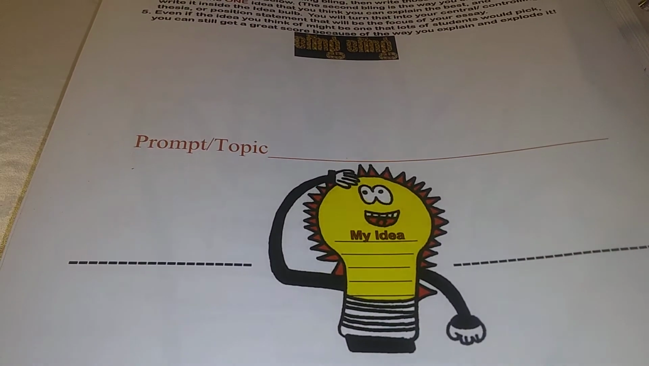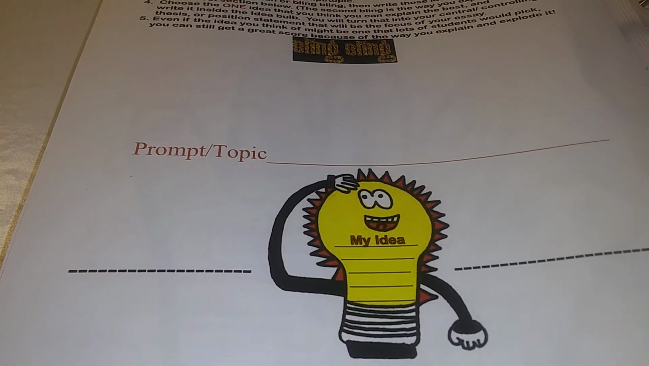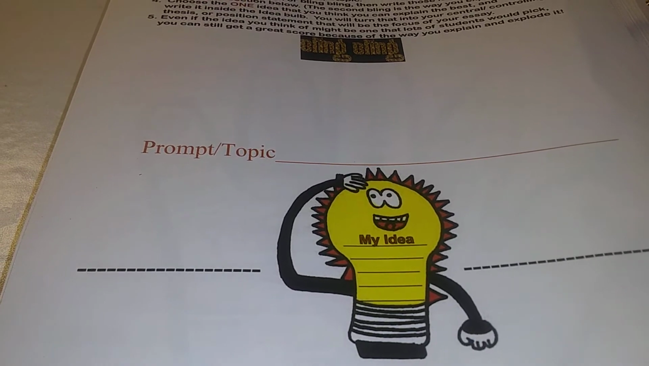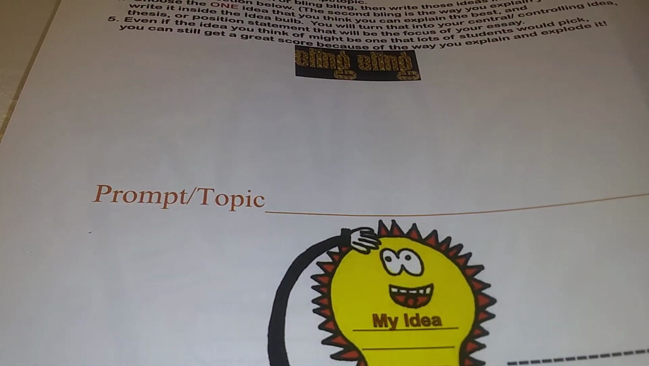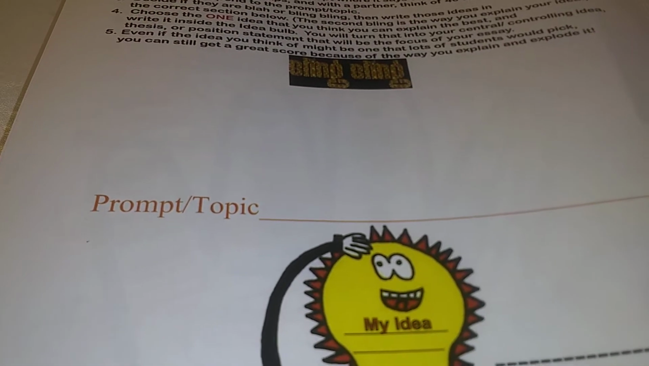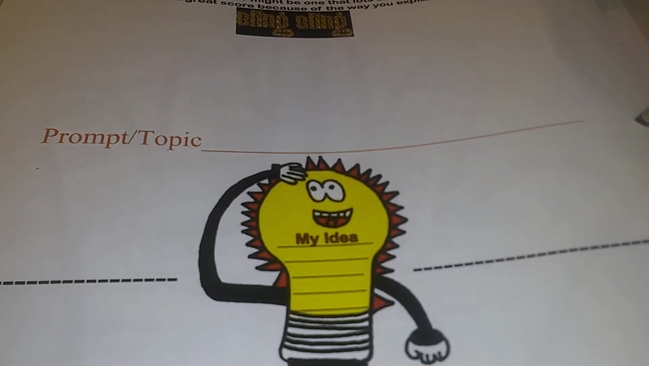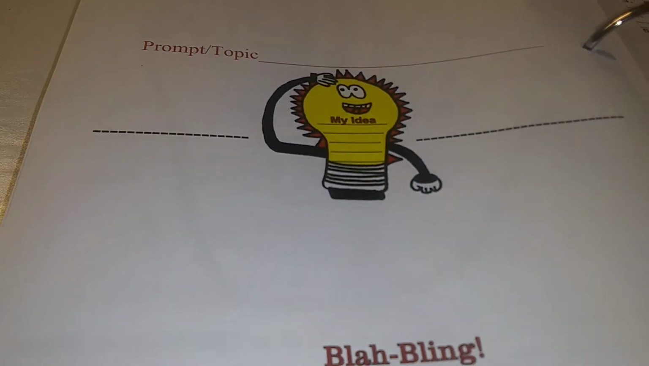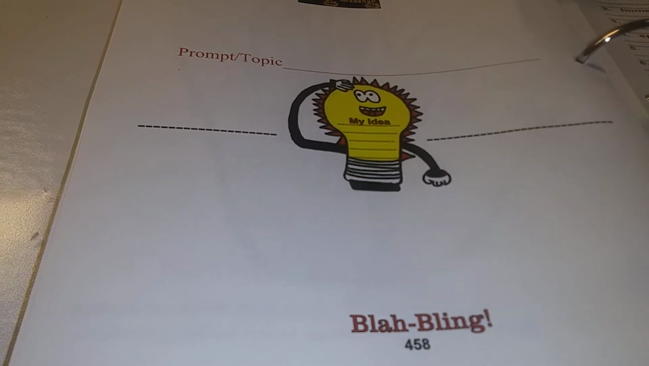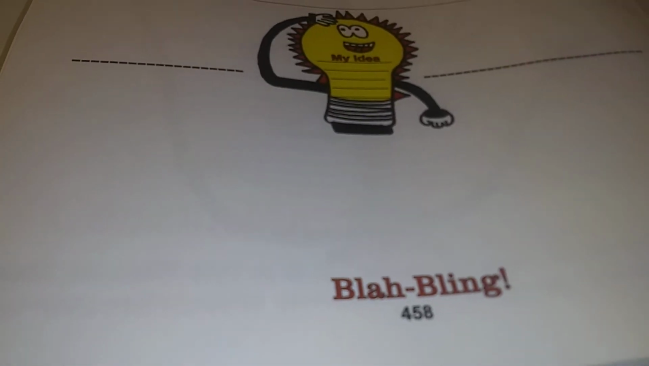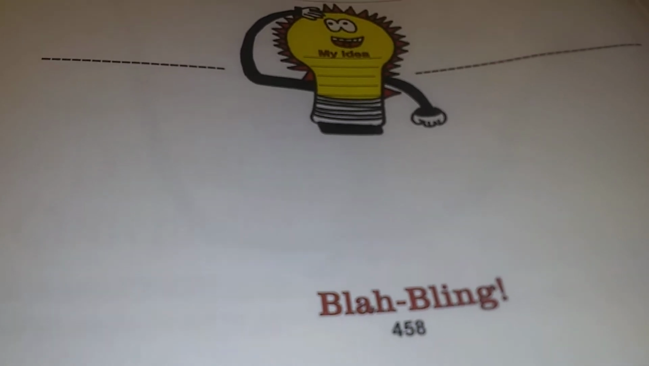The little light bulb is yellow and he's pointing to the top of his head with his hand. The red light we'll call the prompt and the topic. The yellow light is their idea. So as your kids brainstorm and start thinking of ideas, you'll use page 458 to put the blahs.